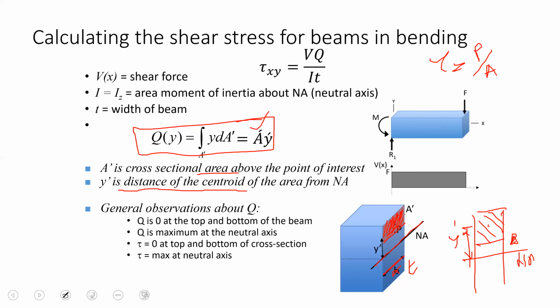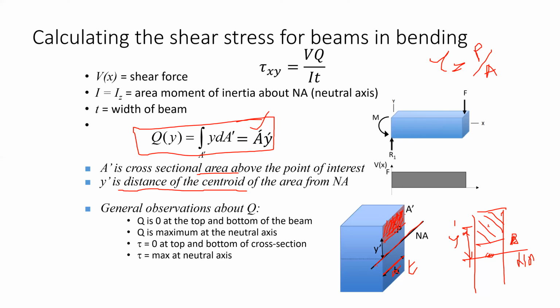Right? Obviously, it is dependent on the A and the Y. When will Y be maximum, and where will Y be maximum? If our point of interest exists on the neutral axis, the area above it will be maximum. Agreed? So when this area is maximum, Q will be maximum, so tau xy will be maximum.